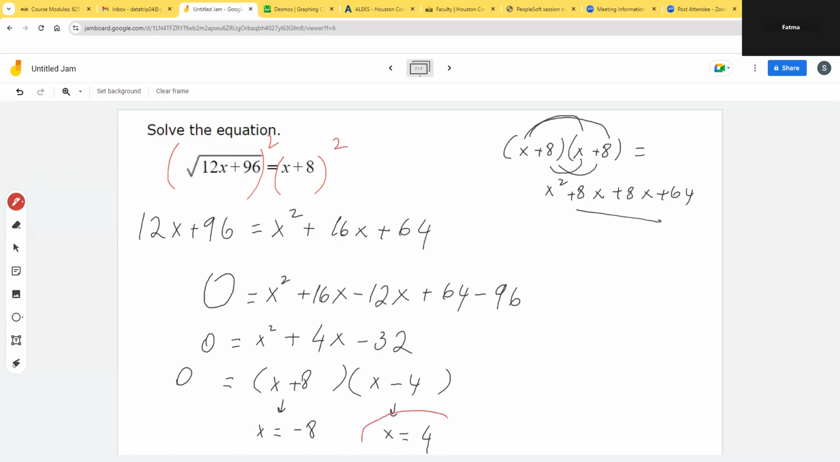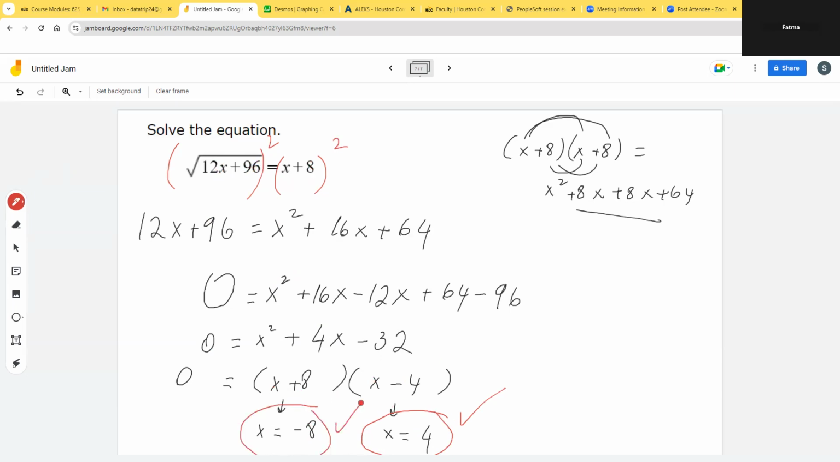Again, this checking part, you don't have to do mentally. You can take a piece of paper, you can plug it into the original equation, and you can check if it works. But now let's check the negative 8. 12 times negative 8 is negative 96. Negative 96 plus 96 is a 0. Square root of 0 is 0. When I put this number on the other side, negative 8 plus 8 is also a 0. So this one also works.